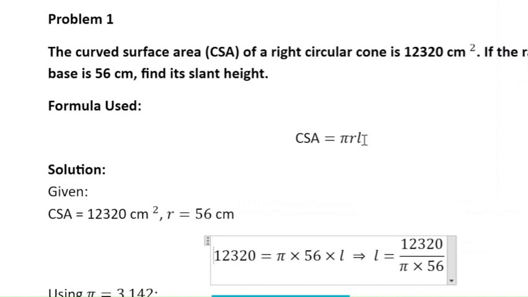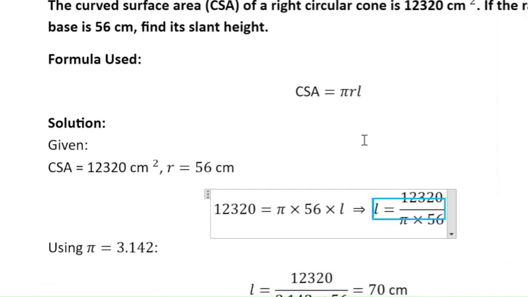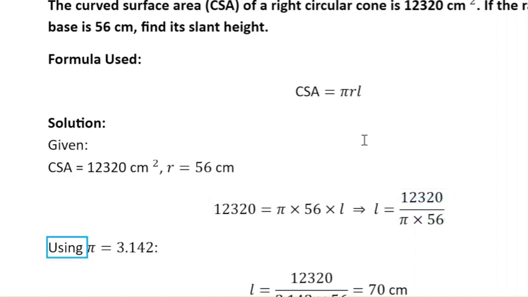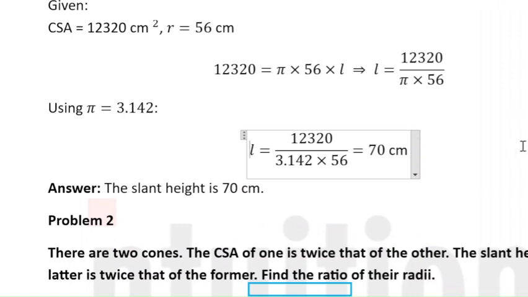12320 equals π times 56 times l, which implies l equals 12320 over π times 56. Using π equals 3.142, l equals 12320 over 3.142 times 56, which equals 70 cm. Answer: the slant height is 70 centimeters.